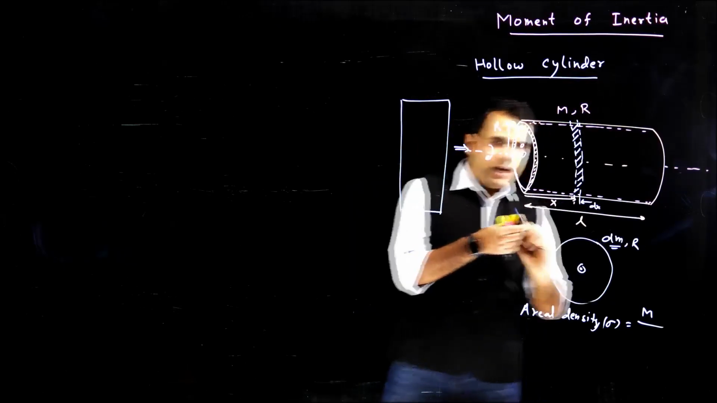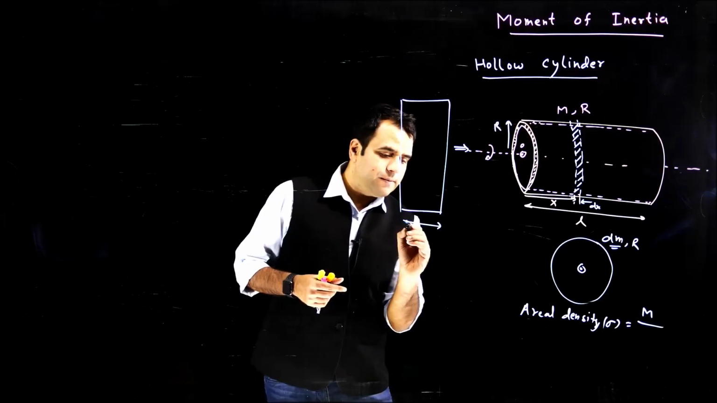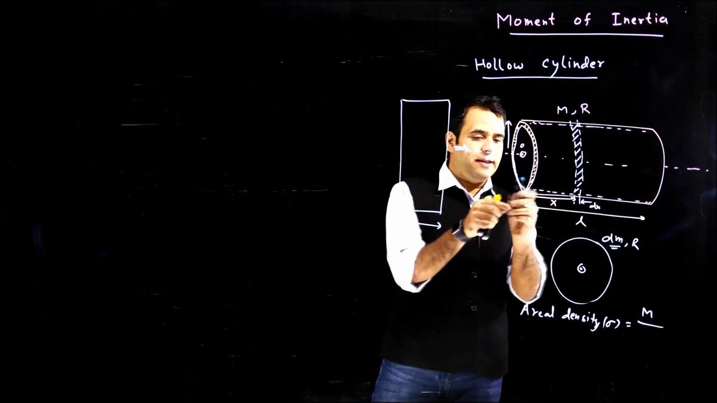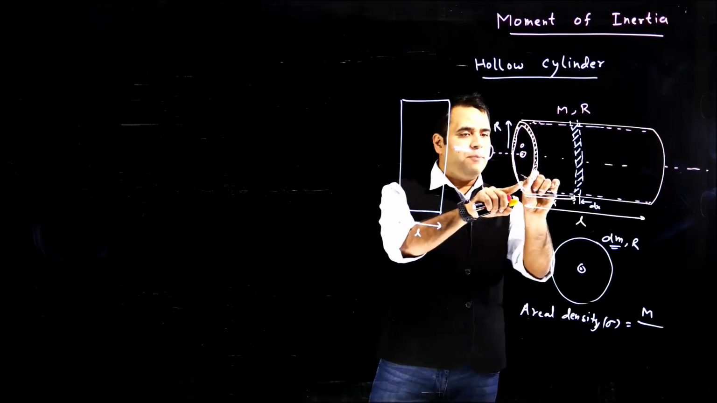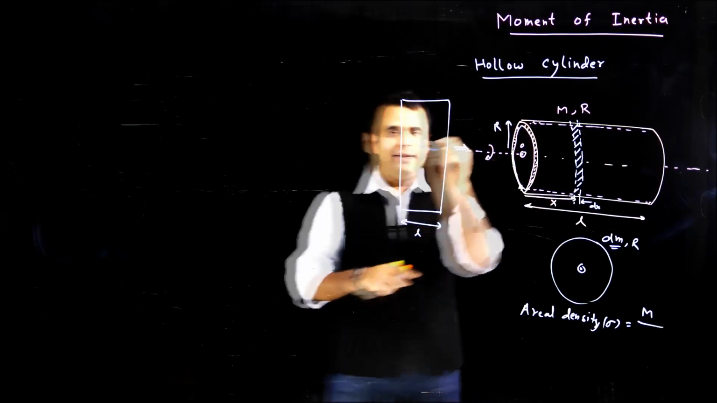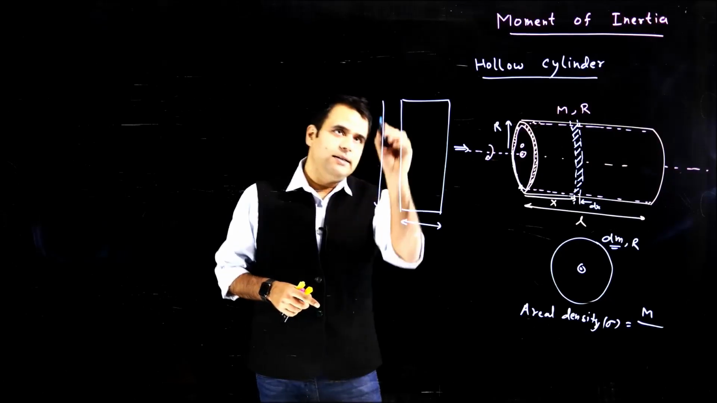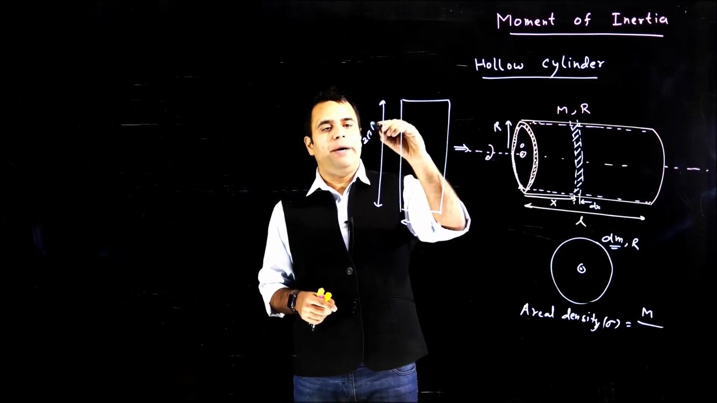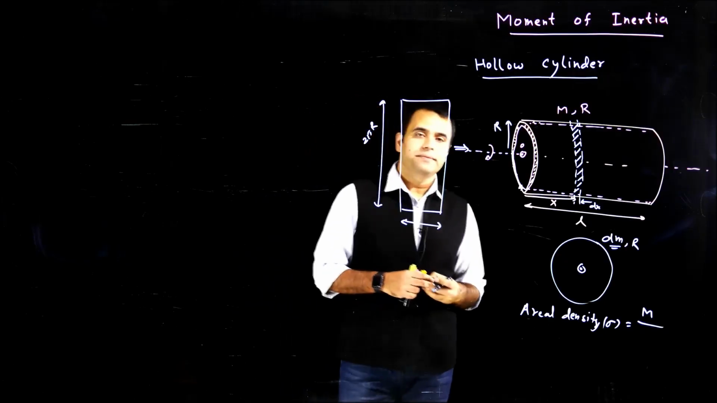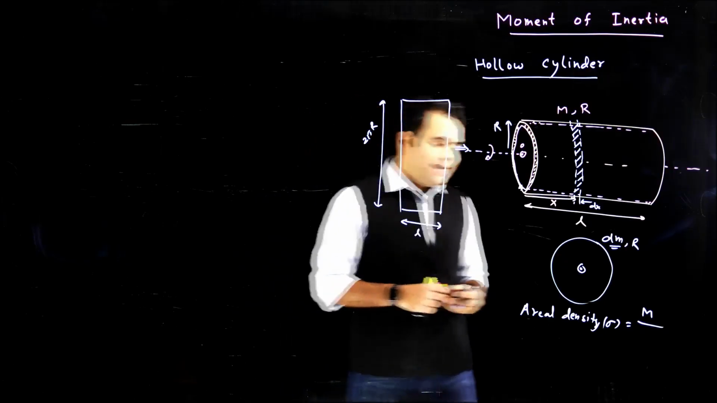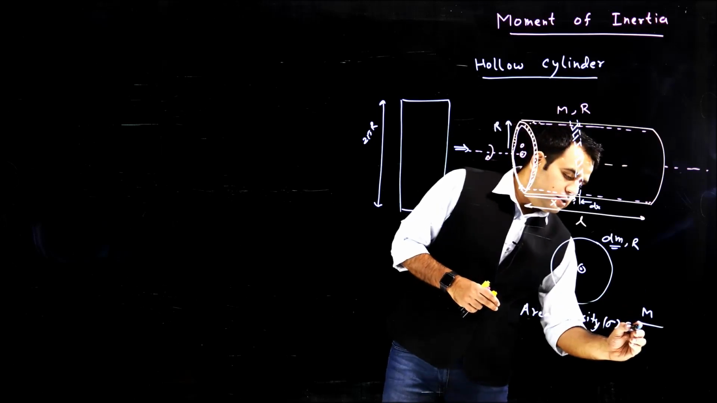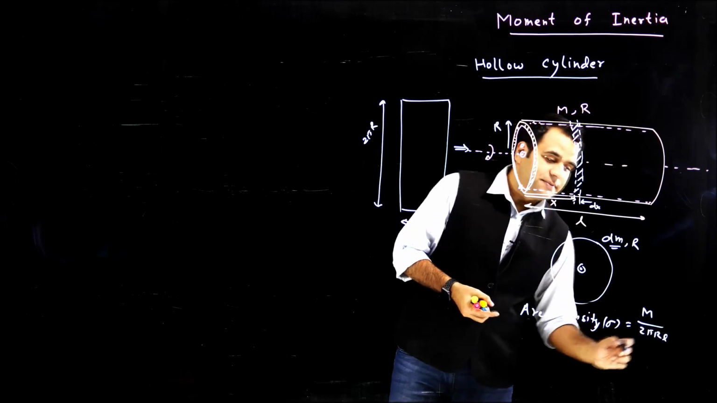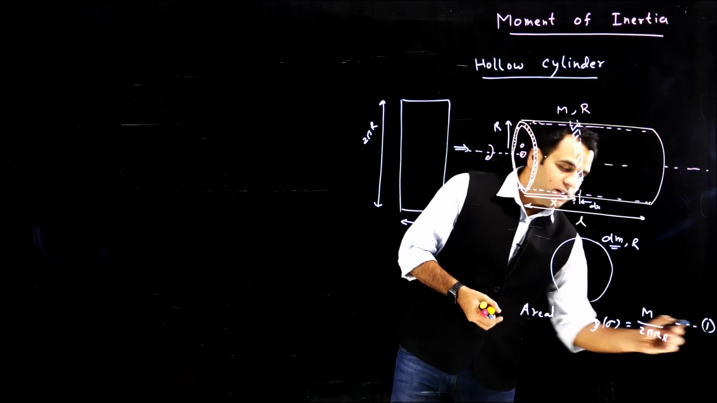When you cut it from here, this is going to be the length. Keeping this intact, I'm opening this portion. So this length will be equal to the total periphery, which is 2 pi R. So the areal density will be m upon 2 pi R, one side, multiplied by L. This is equation 1.